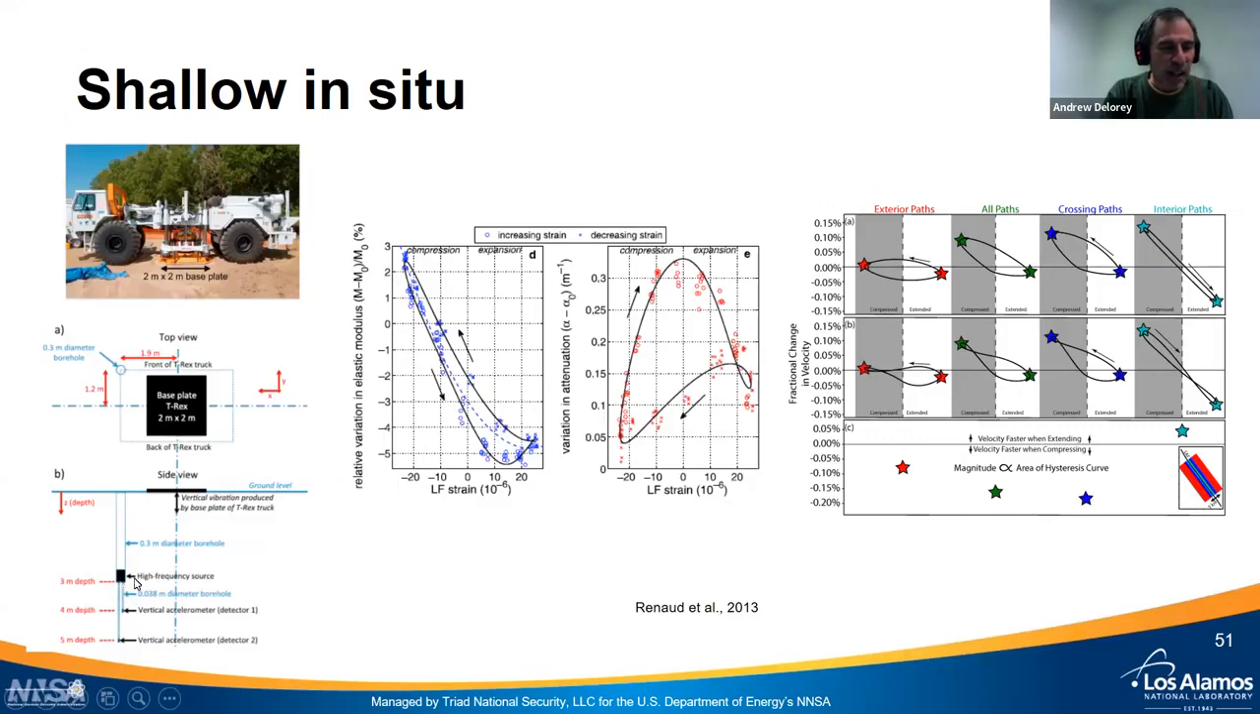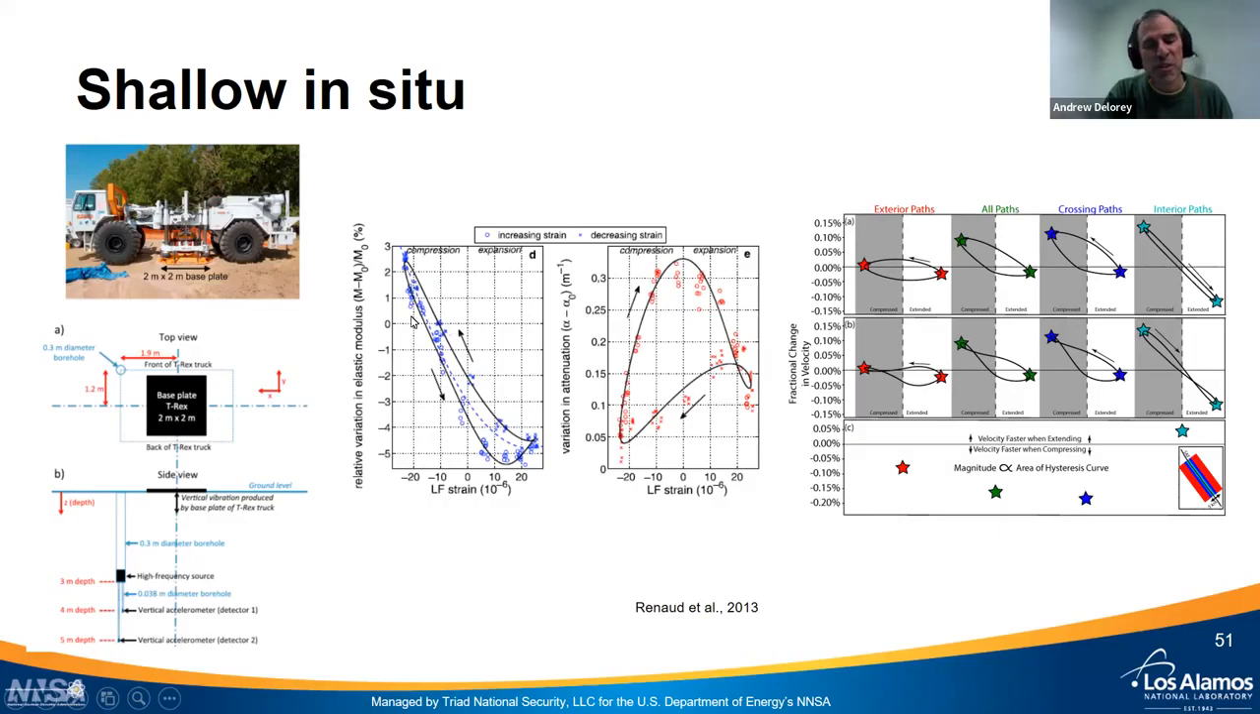There's a high frequency source, and then there's these two accelerometers down here. So we're measuring essentially the same thing. There's a pump and a probe. This is the pump, this is the probe. And so we're measuring the elasticity in situ over the course of the pump cycle.